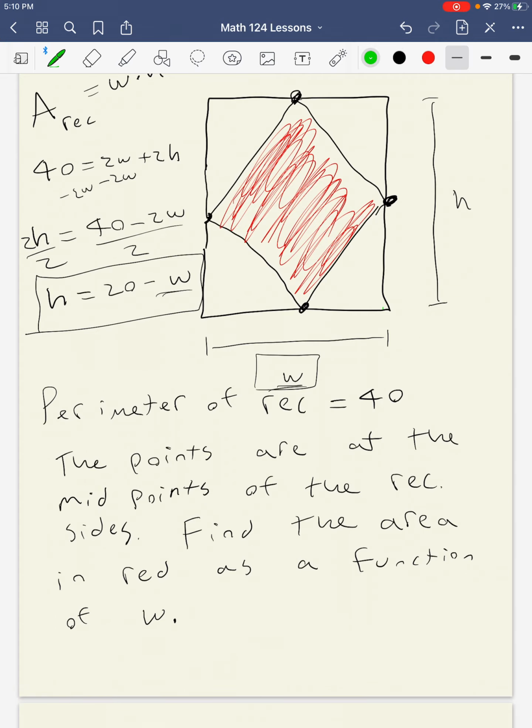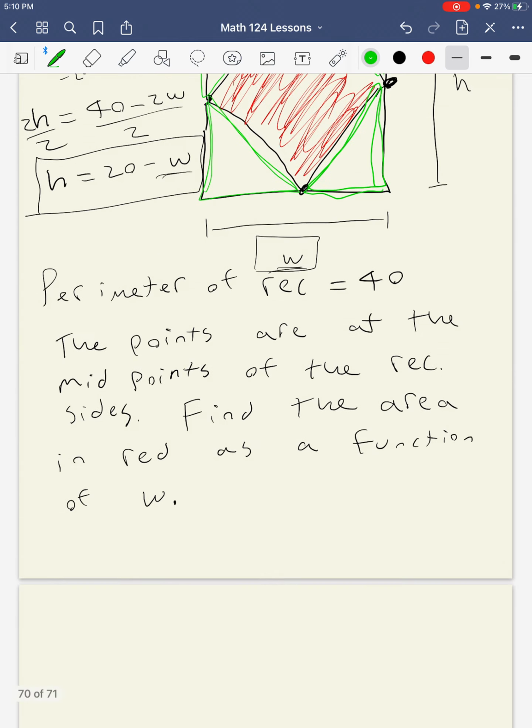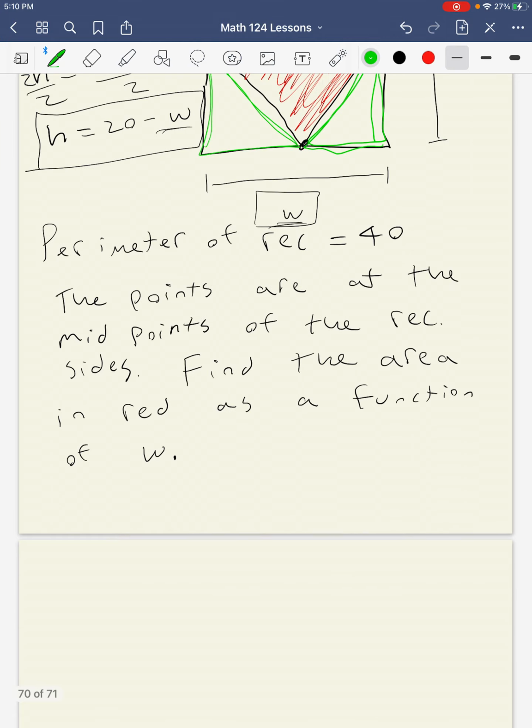Okay, so what can we do? Well, what we can do is find the area of the entire rectangle and then minus out these green triangles here. If we get the area of the rectangle and minus out the green triangles, we're left with the area in red. Right, so my idea here is we do area of the rectangle minus area of these triangles. That will equal the area in red.